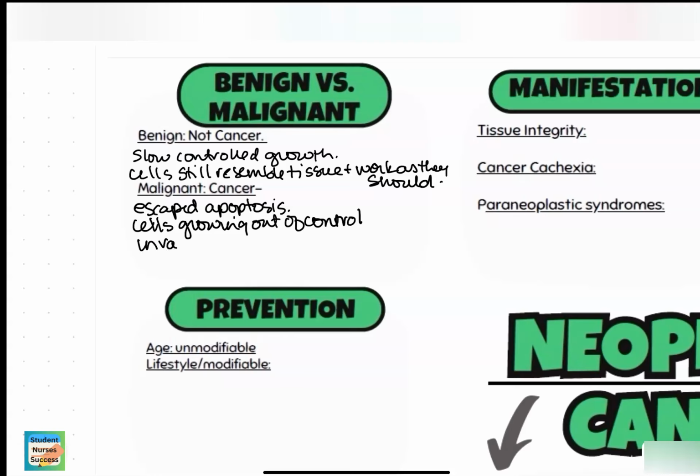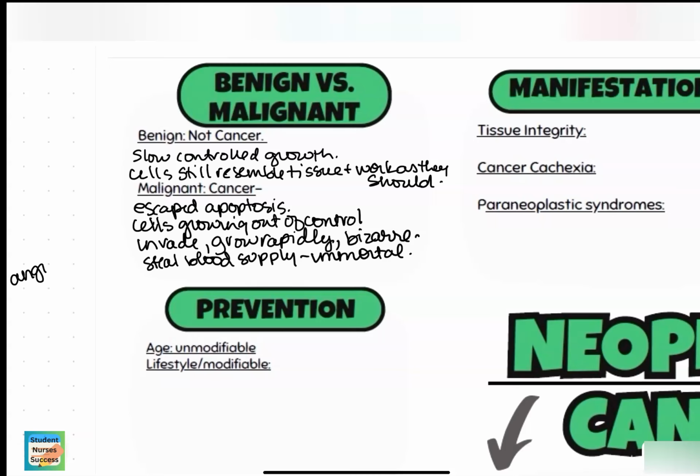These types of cells invade, they grow rapidly, and they're bizarre; they do not look normal at all. They steal blood supply and nutrients from the body, and they do this so that they can keep growing. They're almost what we consider immortal. They'll even make their own blood supply, which is called angiogenesis. I'll just write that over here so you can see.